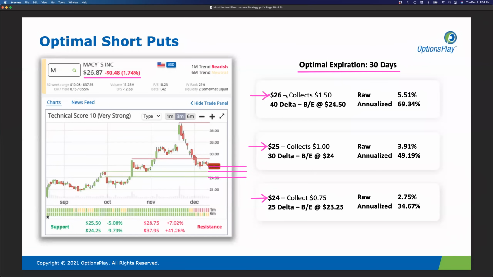on the underlying chart. A $26 put option will collect $1.50 or about a 5.5% yield. Annualized, that comes out to 69%. The 25 collects $1, which is about 3.9%, annualizes out to 49%, or the 24 collects 75 cents, which annualizes to 34%. And these are the break-even prices on those put options.